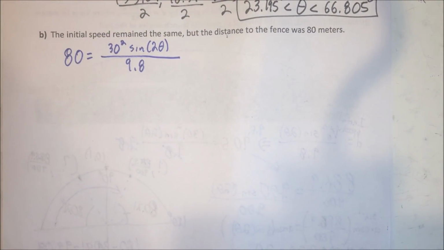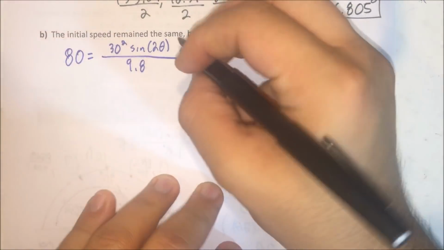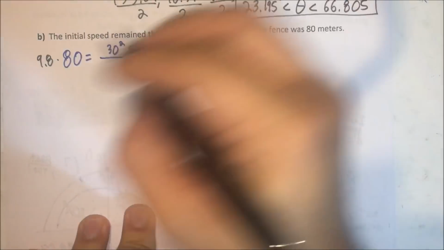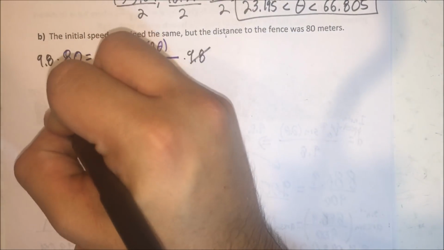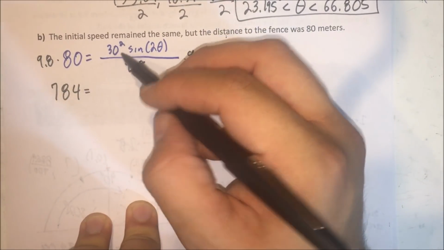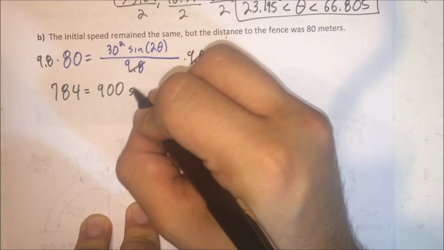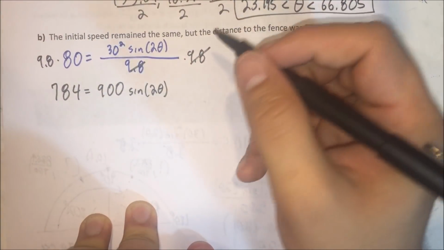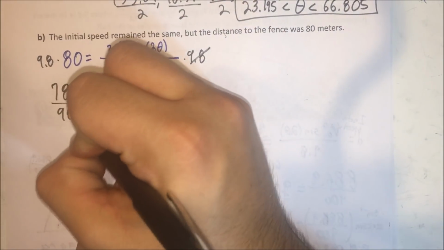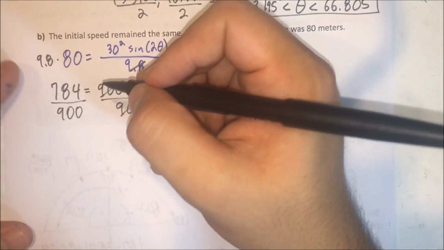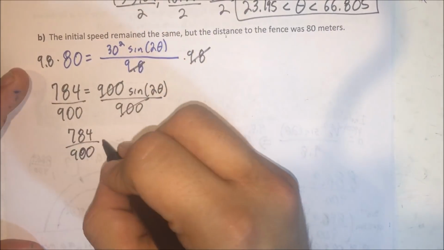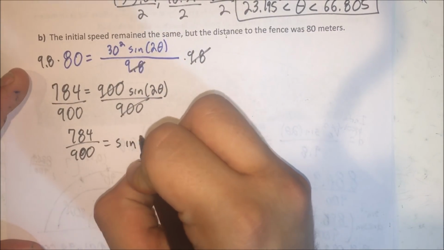Same story as before. We multiply both sides by 9.8. Those cancel. 9.8 times 80, we have to use the calculator since we've never done that. We enter that in, that's 784. 30 squared, we remember that's 900. Sine of 2 theta is hanging around like a creeper. So, divide both sides by 900 to get the sine by itself. 784 over 900 is equal to sine of 2 theta.